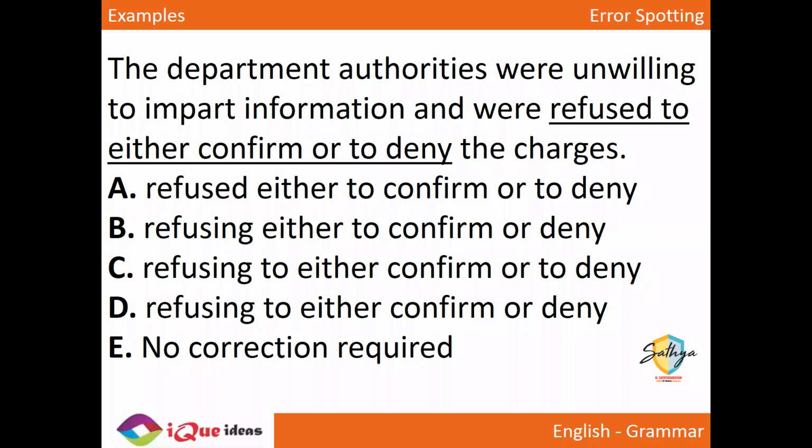So the department authorities were unwilling to impart information and were refusing to, now either confirm or deny. To deny, if you want to use it, it should be "either to confirm or to deny." But either and or: the verb will be in the same form with either as with or. So, refusing to either confirm or deny. So the best option definitely has to be D.